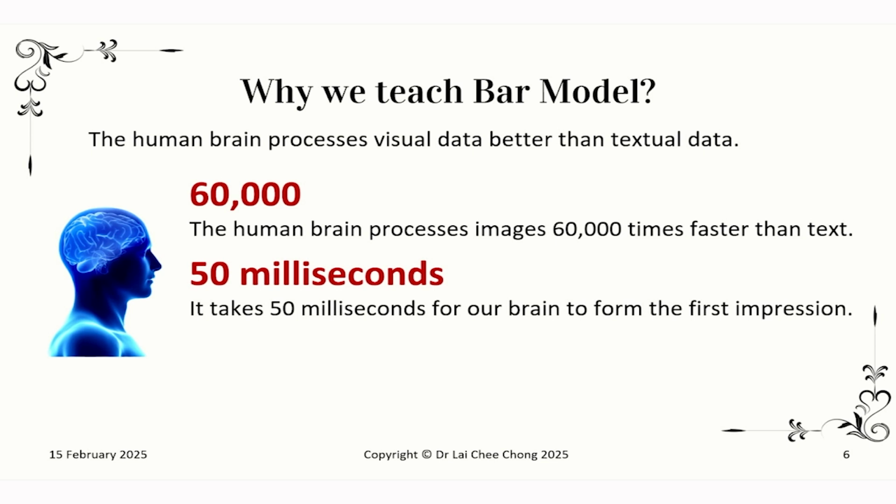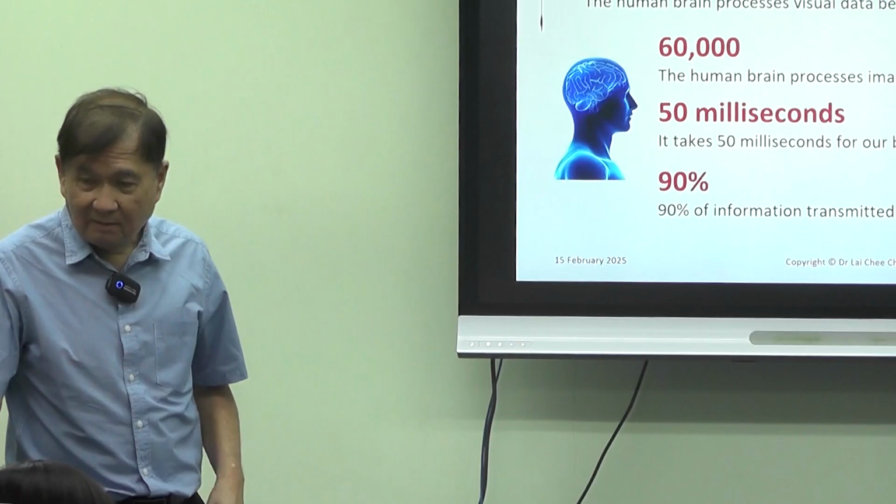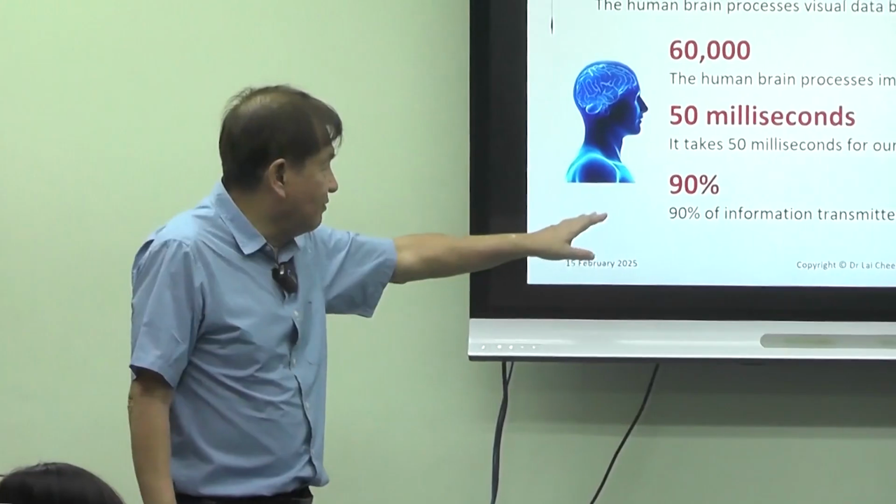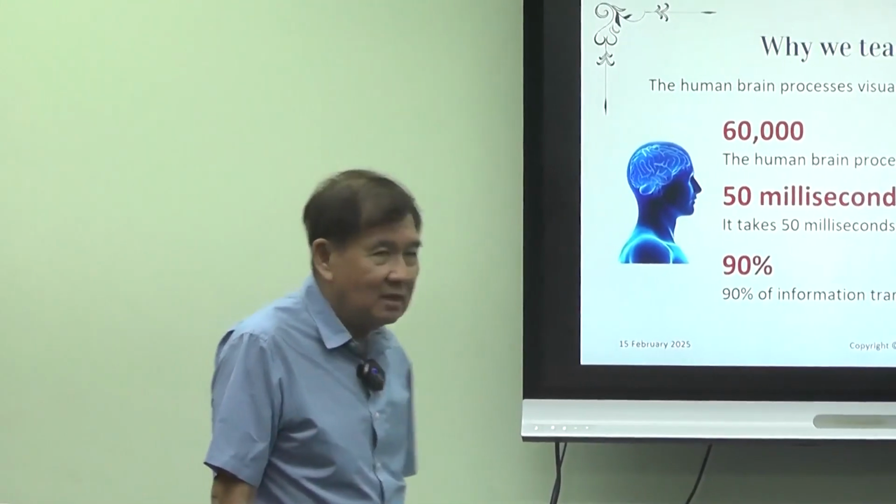Now, it takes about 50 milliseconds for our brain to form the first impression. Look at it, how fast. Okay, so that's the whole idea that we're talking about. 90% of information transmitted to our brain is visual.